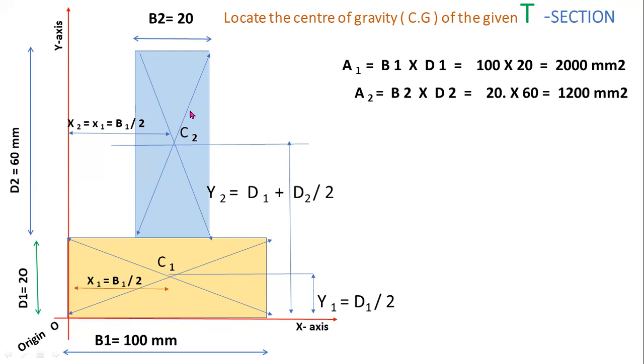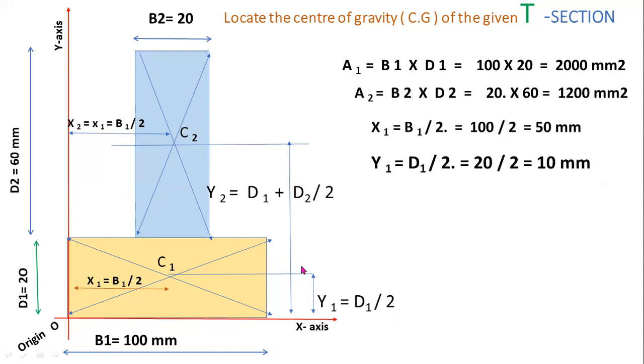Now here C1, C2 are the individual centroids. x1, y1, x2, y2 are the corresponding centroid distances. Here x1 equals half of the base, so b1 by 2. Here b1 equals 100, so 100 by 2 equals 50 mm. y1 equals half of the depth, that is d1 by 2. d1 equals 20, 20 by 2 equals 10 mm.